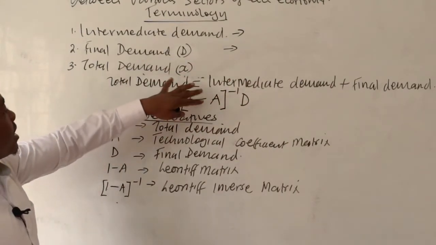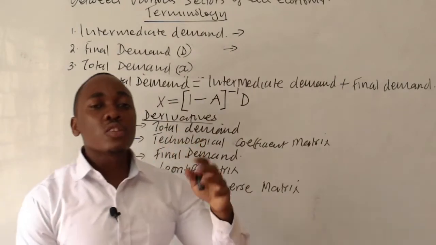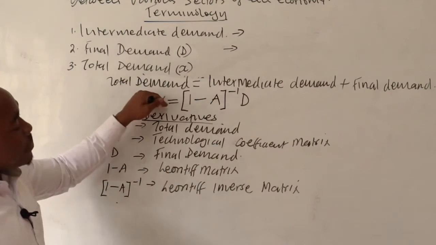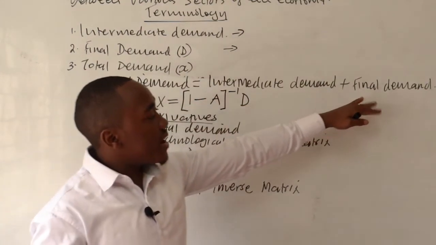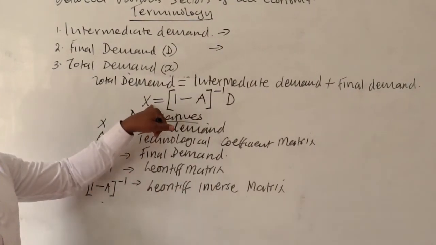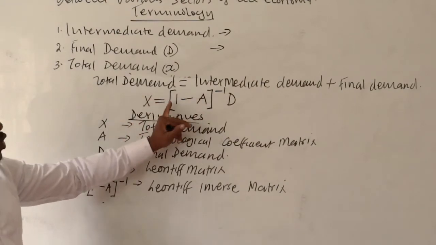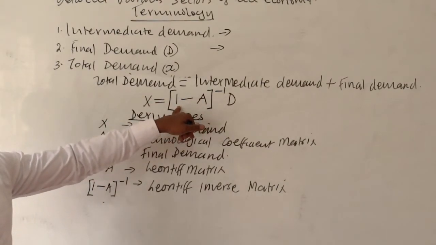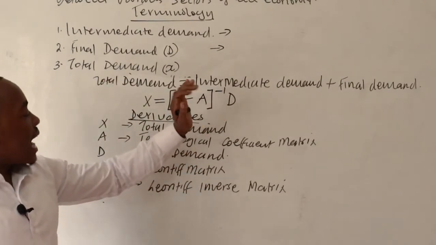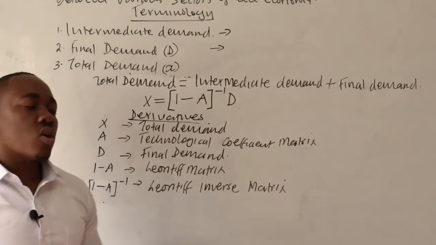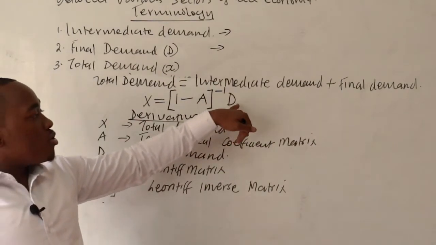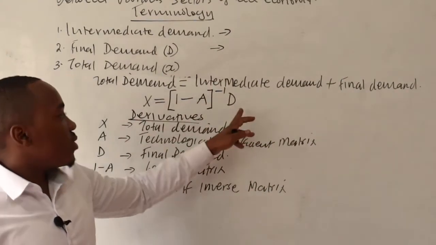And then we have the total demand. Total demand is denoted by X. Total demand comprises the intermediate demand and the final demand. And this is how we get the Leontief equation. X, the total demand, is equal to I, this is what we call the identity matrix, minus A, where A represents the technological coefficient matrix, then you get the inverse, and then you multiply by D. We have said that D is our final demand.